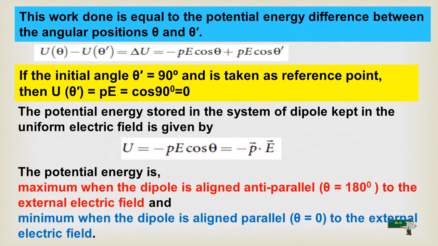Using all these things, we conclude that the potential energy is maximum when the dipole is aligned anti-parallel, that means theta is equal to 180 degrees to the external electric field, and the potential energy is minimum when the dipole is aligned parallel, that is theta equal to 0 to the external electric field. Using this, we can define the potential energy when the angles are from theta to theta dash.